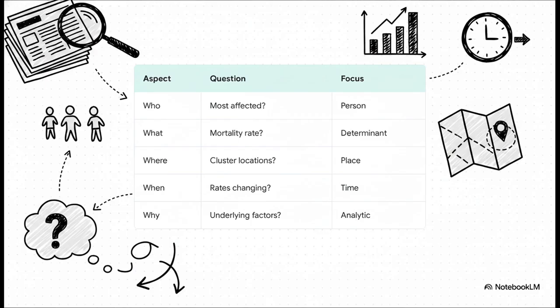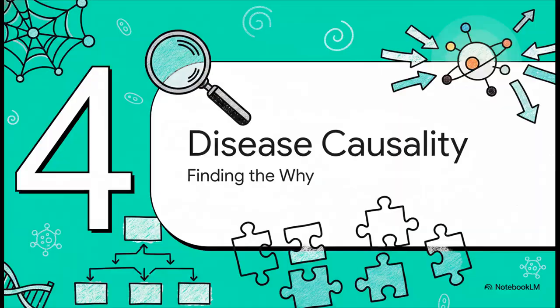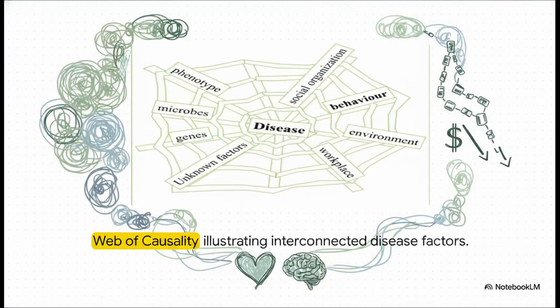If you want to think like a true medical detective, you need a system to process all this surveillance data. By systematically asking the 5 W's, who, what, where, when, and why, you literally cover every single base. You move seamlessly from the basic descriptive tracking of a disease right into the analytic causality of why it's happening. Which leads us perfectly into Section 4, Mapping Disease Causality. This is all about finding that why. Because here's the thing, diseases, especially complex chronic ones like addiction or heart disease, they don't just happen in a simple straight line.